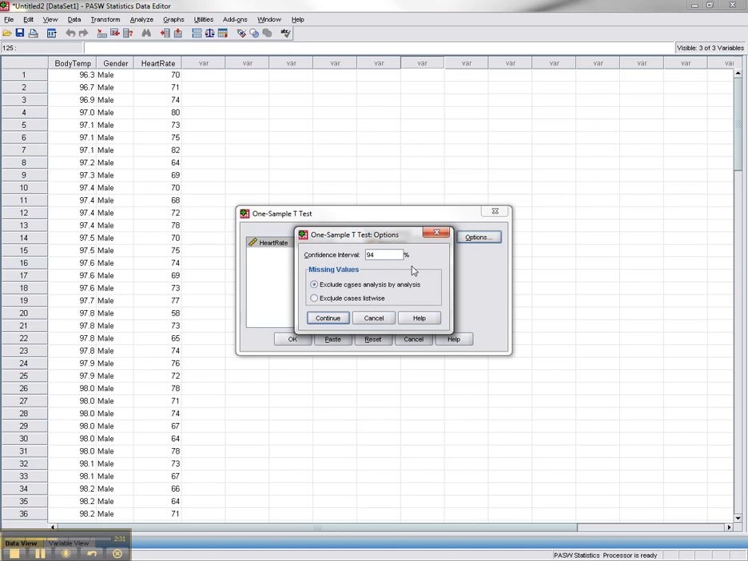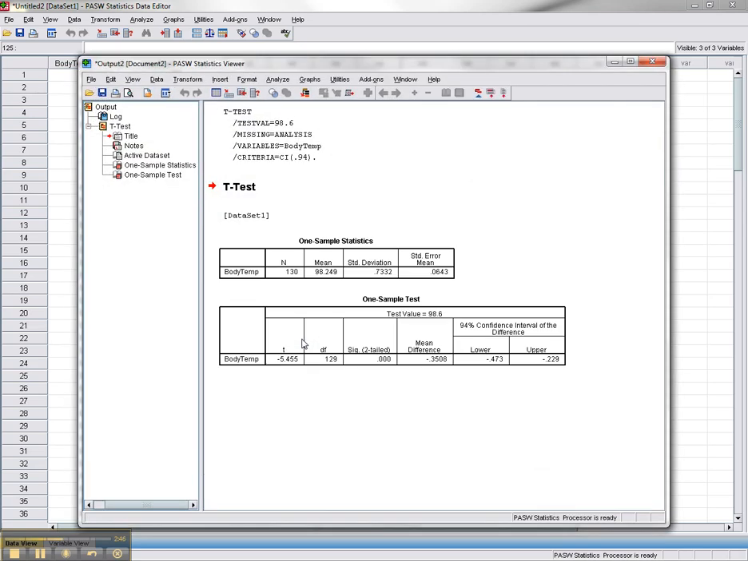Okay. These two options here have to deal with missing values of the data. We've cleaned the data a lot in this class for you so that you don't have to deal with that issue a whole lot. So generally speaking, you can ignore these options right here. Press continue, press OK, and then let's take a look at the output.